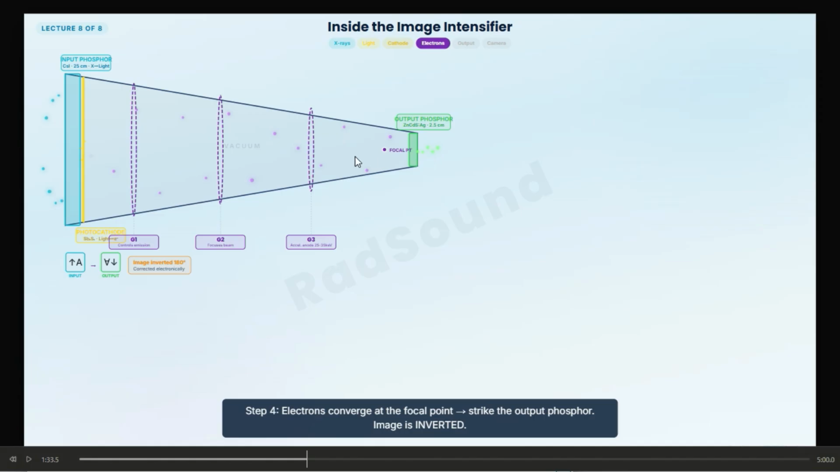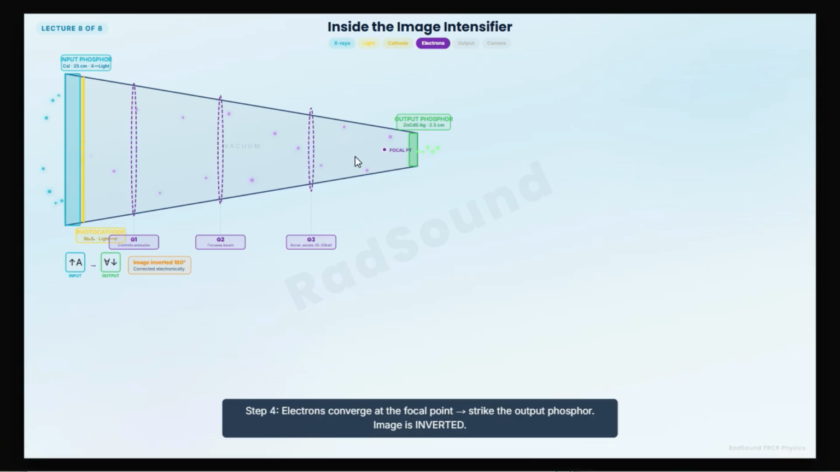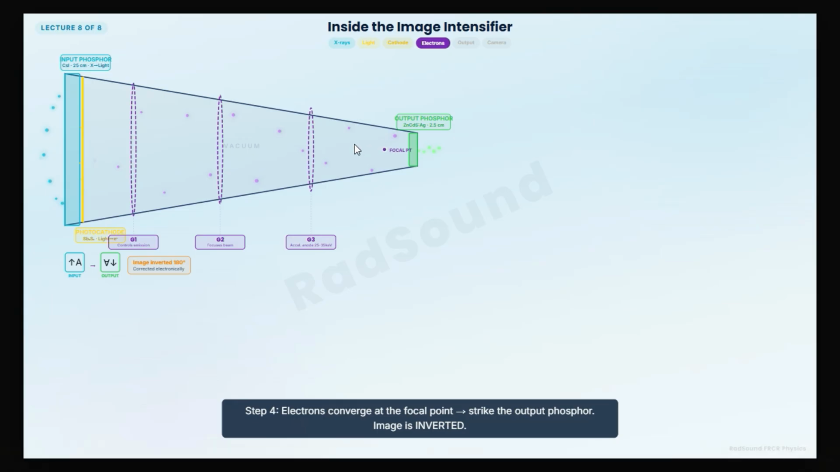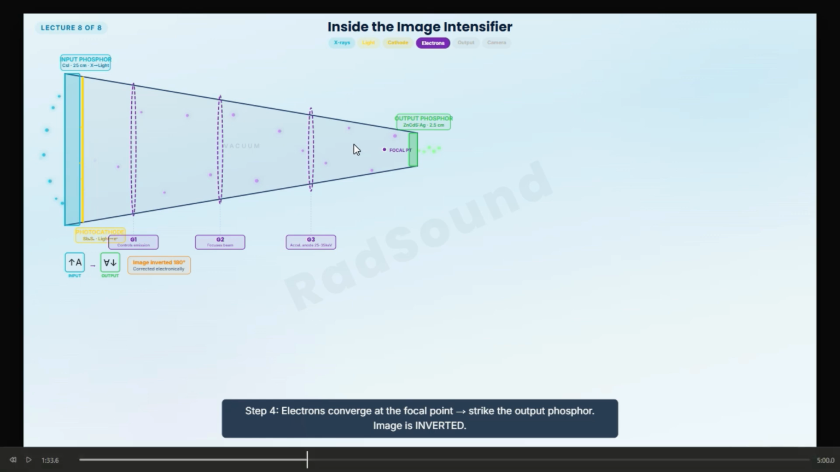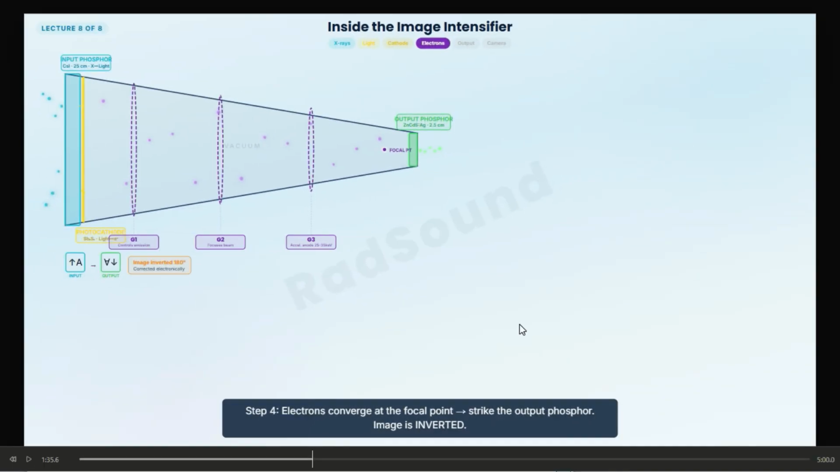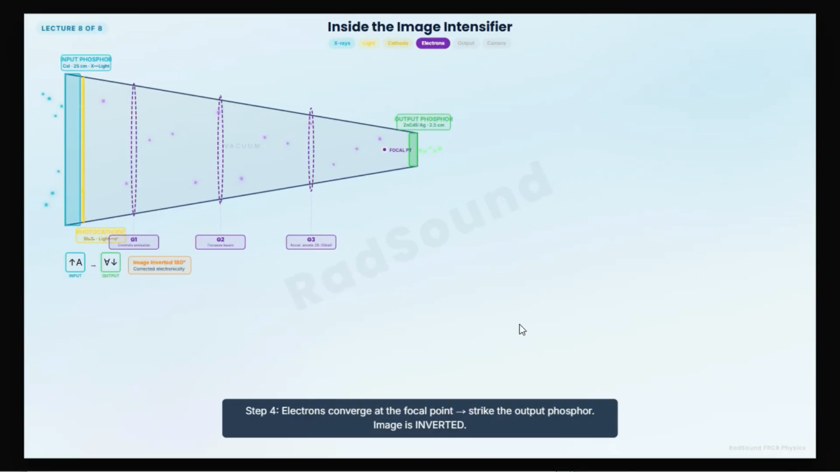When electrons hit the output phosphor, from the name phosphor, it converts those electrons back into light. So remember, the image comes at the output phosphor after the focal point. The focal point of the image intensifier is just in front of the output phosphor. This is very important in the exam. At that point, the image is flipped and inverted: left becomes right, right becomes left, and upside down, inverted 180 degrees. This is corrected electronically.